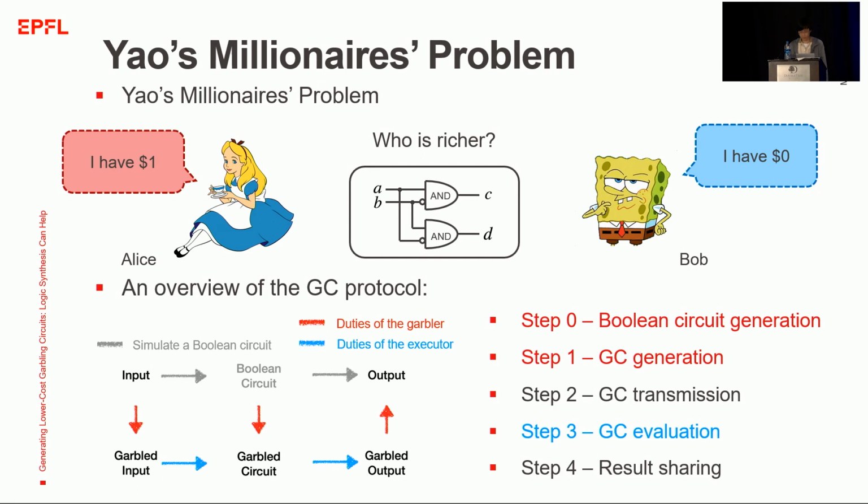To address this problem, Andrew Yao first proposed the idea of garbling the Boolean circuit. In this protocol, the target computation is represented as a Boolean circuit, and the two parties respectively play the roles of the garbler, who generates the garbled circuit from the Boolean circuit, and the evaluator, who evaluates the garbled circuit.